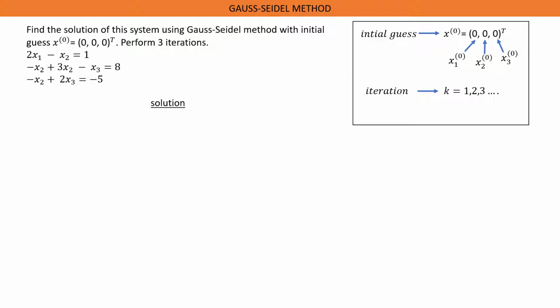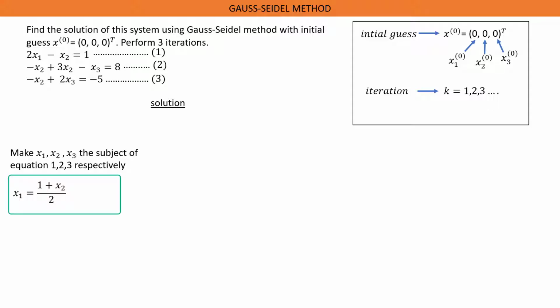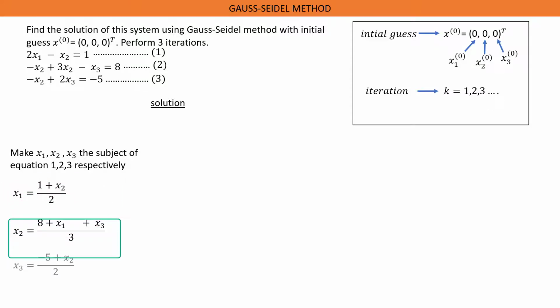From our system, let's name these equation 1, equation 2, and equation 3. Now make S1, S2, S3 the subject of equations 1, 2, and 3 respectively. After doing so, these are the equations we get for S1, S2, and S3. Make these equation 4, equation 5, and equation 6.